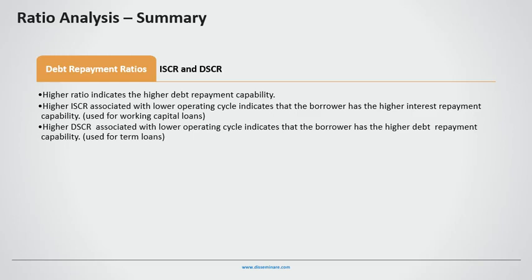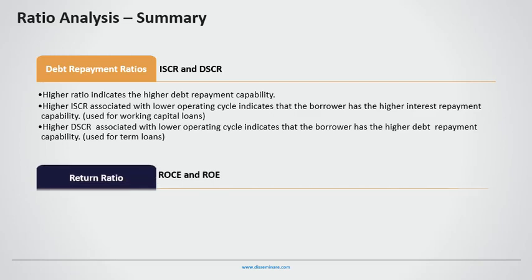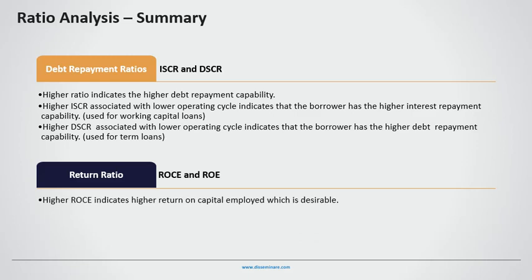The fifth and the final ratio is the return ratio, ROCE and ROE. The banker interprets these ratios as 1. Higher ROCE indicates the higher return on capital employed which is desirable. 2. Higher ROE indicates the higher return on equity which is desirable.